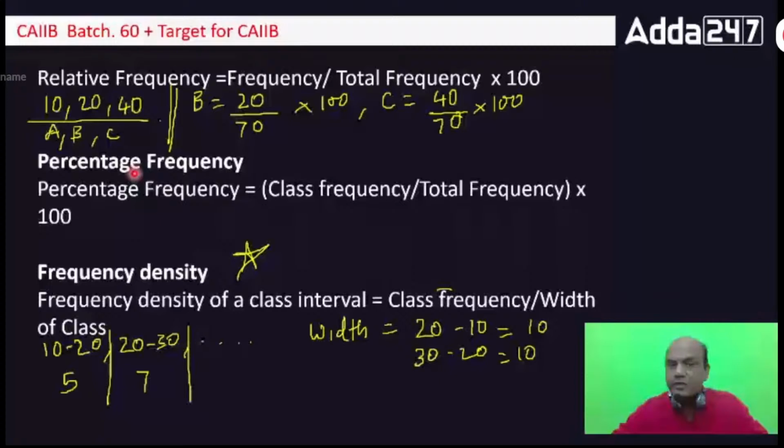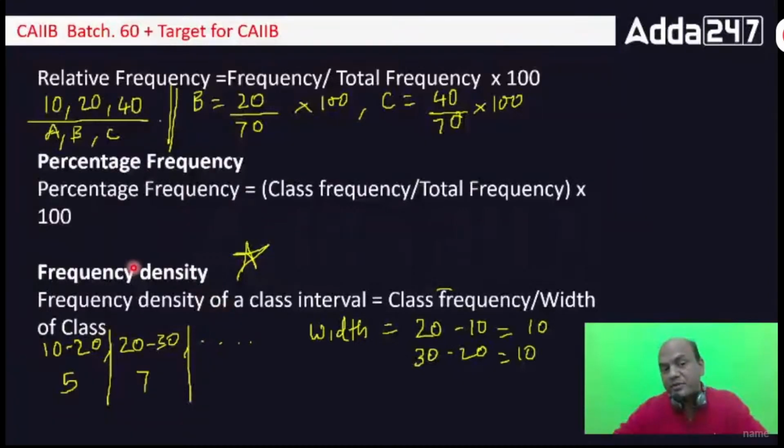Now percentage frequency is what? Class frequency, meaning this frequency is 5, upon total frequency into 100. See, what is the difference between relative and percentage? Nothing. Zero difference. Same thing, class frequency upon total frequency. Only the difference is relative is used for discrete, but it can be used for both. When we use this for class, we call it percentage frequency. Otherwise no difference.